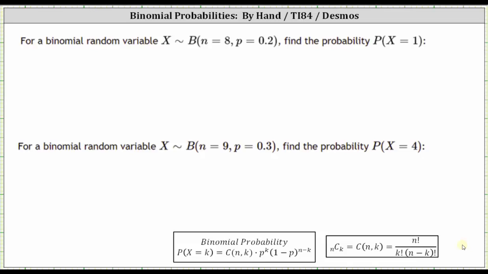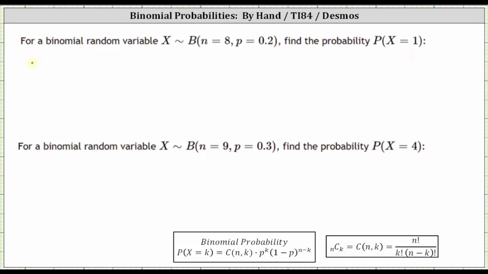This video will show how to determine a binomial probability using the TI-84. For the first example, the random variable x has a binomial distribution where n, the number of trials, is 8 and p, the probability of success, is 0.2. We're asked to find the probability x equals 1.